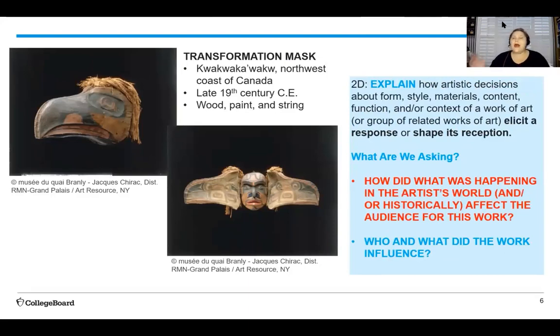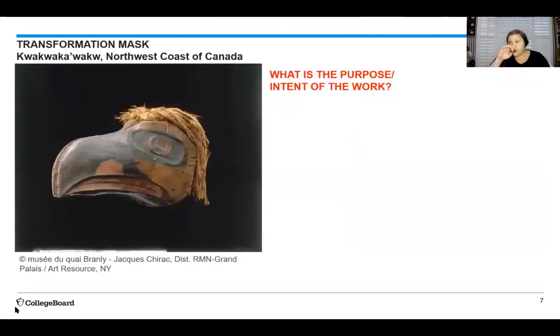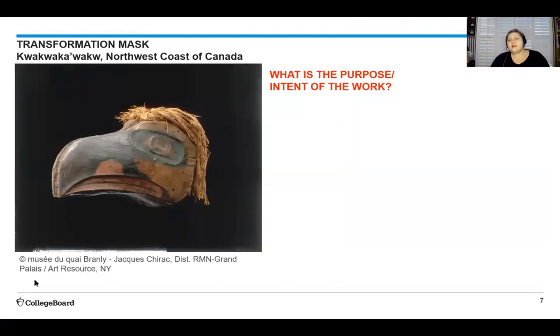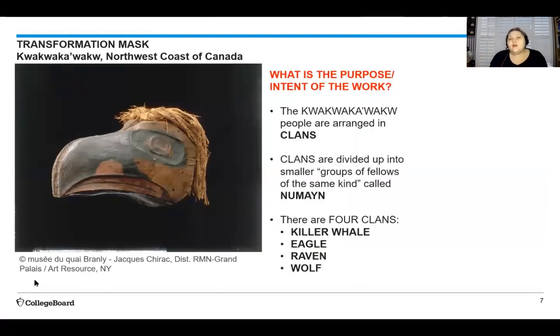How did what was happening in the artist's world or historically affect the audience for the work? And who and what did the work influence? So we got a lot to dig into here. We better get going. So first of all, what was the purpose or intent of this work? If we take a look at it, we can see that it's made out of wood and it's got some paint on it and it's got some raffia. So we need to know a little bit about the Kwakwaka'wakw and their history and a few of their traditions in order to understand what the purpose or intent of this work was.